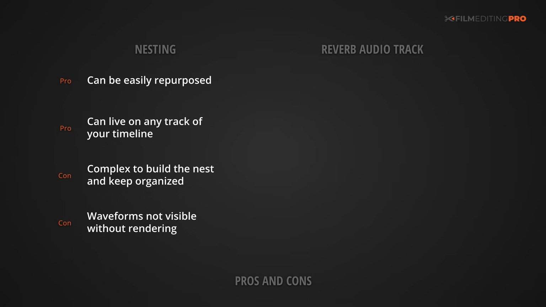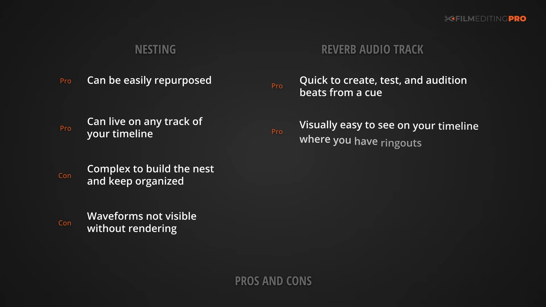Now, if you decide to go with the special reverb audio track, the pros is that it's much quicker to create, test, and audition different beats from a cue to see what works best. No need to nest and copy and paste an effect, and then nest again to try a different part of the cue. You can just start making cuts, dropping them onto the track, soloing the track, and testing them out to see which ones sound the best. It's also nice because you now have your own dedicated audio track, so it's visually easy to see on your timeline where you have music ringouts.